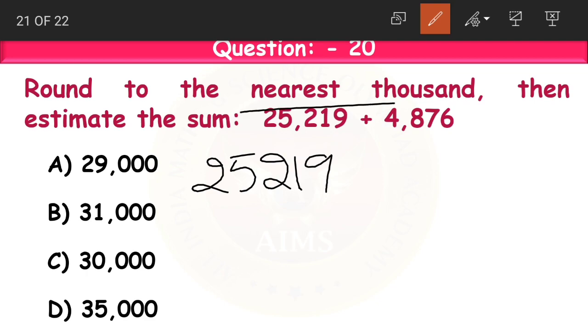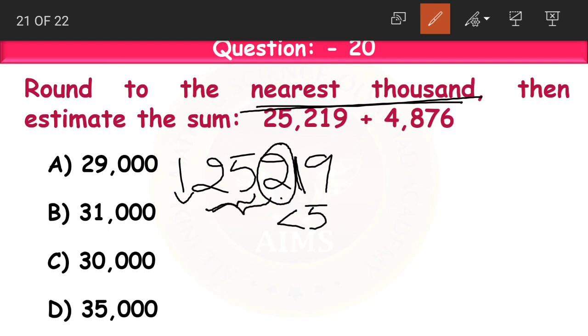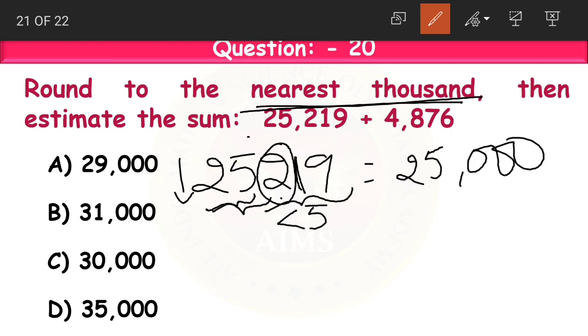So the first number here is 25,219. Rounding it off to the nearest thousands. So look at the digit in hundreds place. It is 2. That is less than 5. So we round down. That means these two digits remain unchanged, 25, and then the ones, tens and hundreds will be replaced by zeros. Yes, so 25,219 becomes 25,000.